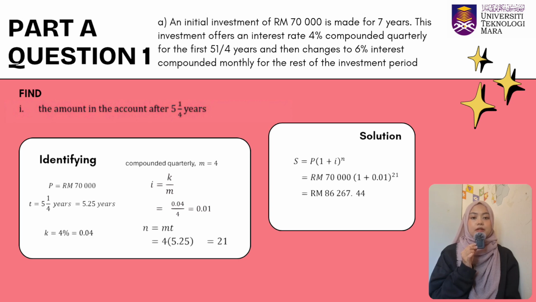Interest rate for this period is 4%, so K is equals to 0.04. M is equals to 4 since it is compounded quarterly. Next, we're finding the value for I and N using I equals to K over M formula and N equals to MT formula. We will get I equals to 0.01, N equals to 21. Final step is to substitute those values into the compound interest formula, which is S equals to P times 1 plus I to the power of N. So the amount in the account after 5/4 years is 86,267 ringgit and 44 cents.